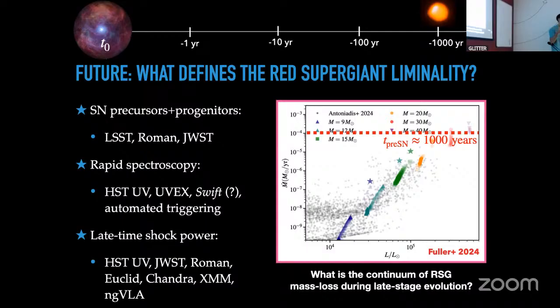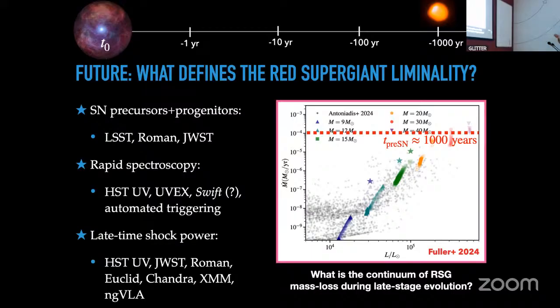Swift, I hope, will be reboosted, and we'll have this auto-triggering capability again, and we'll continue to have our ultraviolet light curve sampled. For late time shock power, continue to use HST in the slow, more manageable mode. JWST, Roman, Euclid, Chandra, XMM, all these multi-wavelength facilities are how we understand shock power. We can't just look in one wavelength. We should be looking across the electromagnetic spectrum to understand what is the emergence of shock powered emission from CSM interacting supernovae at later times, much later times.